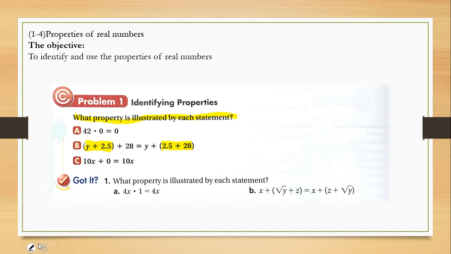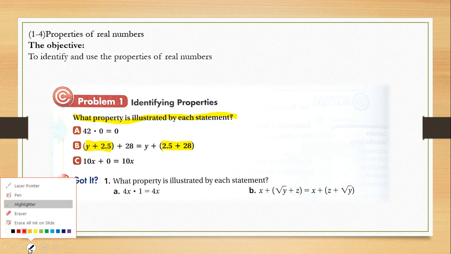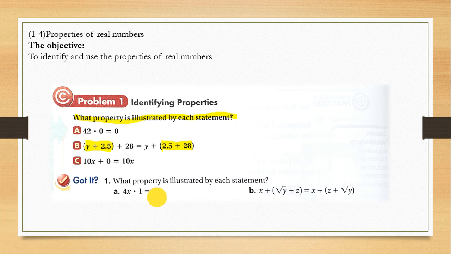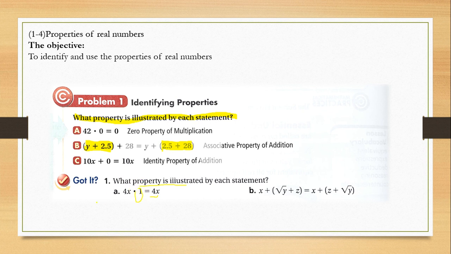Let's see what we have to say here. We just need to classify them. What did we do and why are these equal? Just say the property that we have. So 4x times 1 will give me 4x. That's the identity of multiplication. You just need to say that's the identity property of multiplication.